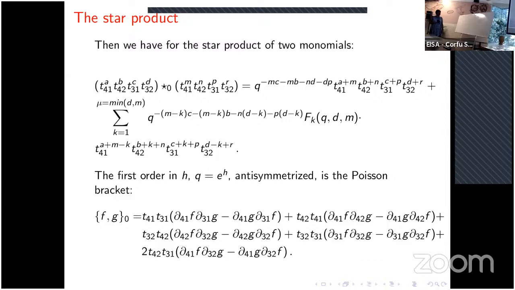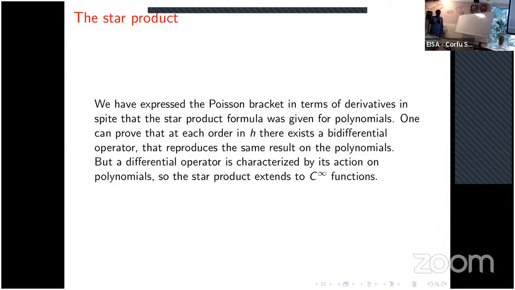One thing that we can see here is that, while there I have two monomials in terms of polynomials, here I have put differential operators, okay? And this is also a feature of this star product: to each order in h, all the terms that appear can be expressed in terms of differential operators. This is also a property that is not guaranteed in the beginning. So since we are giving a differential operator over the polynomials, it means that the extension to C infinity functions is unique. So we can give the star product in C infinity functions. Okay, so this is our star product in the non-super case.